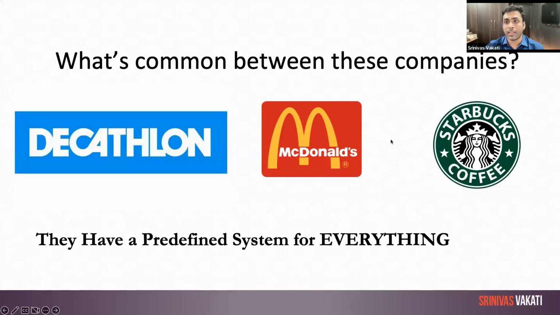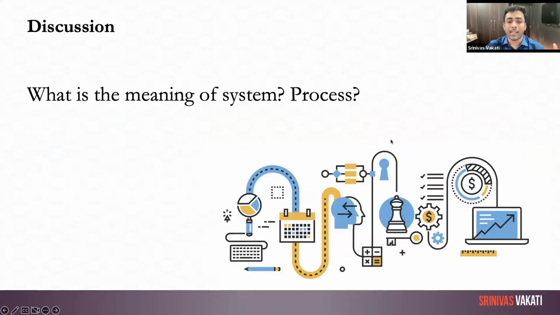Now, the important question is, what exactly is the meaning of the system and what exactly is a process? Can anybody make a guess? What do you mean by a system, or what do you mean by a process? By the way, if I'm going fast, just to mention it as well, so I can slow things down as well. What do you mean by a system, or what do you mean by a process? Just share it in the Q&A section.